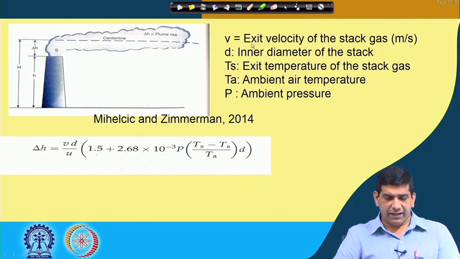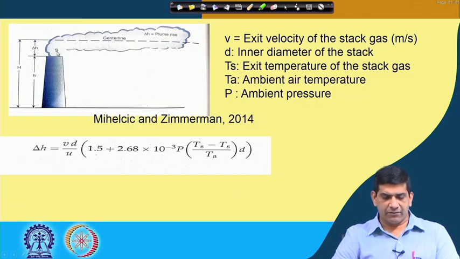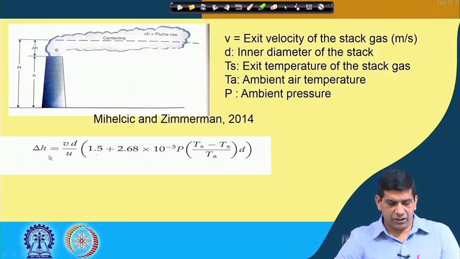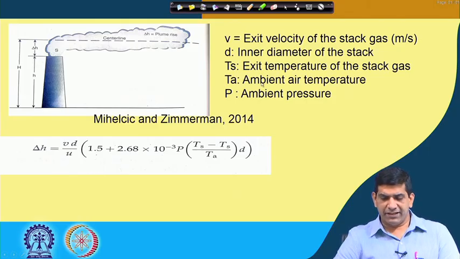So, here we have V, the exit velocity of the stack gas. Here h is the height of the stack, and delta h is the distance from the height of the stack to the center line of the plume. Capital H is the total of h plus delta h, and this is the plume coming out; delta h is the plume rise. We can write delta h in terms of V d upon mu, where V is the exit velocity, D is the inner diameter of the stack, Ts is the exit temperature, Ta is the ambient air temperature, and P is the ambient pressure.